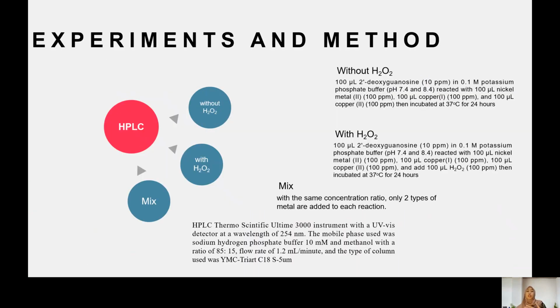Okay, for the next is experiment and method. So in the experiment and the method, I use an HPLC instrument. The kind is Thermo Scientific Ultimate 3000 instrument with a UV detector at a wavelength of 254 nanometer. The mobile phase used was sodium hydrogen phosphate buffer 10 millimolar and methanol with the ratio of 85 and 15. Flow rate of 1.2 milliliter per minute, and the type of column used was C18.